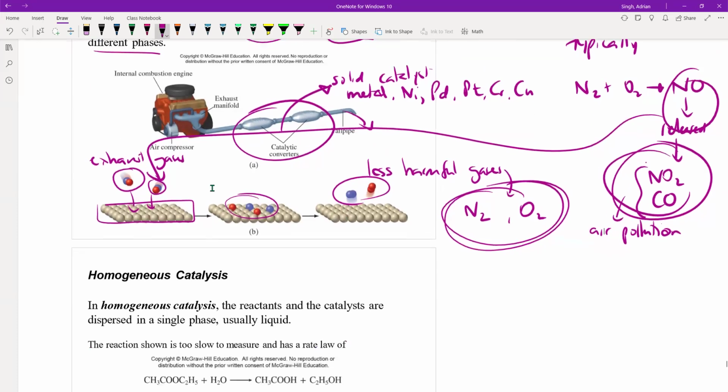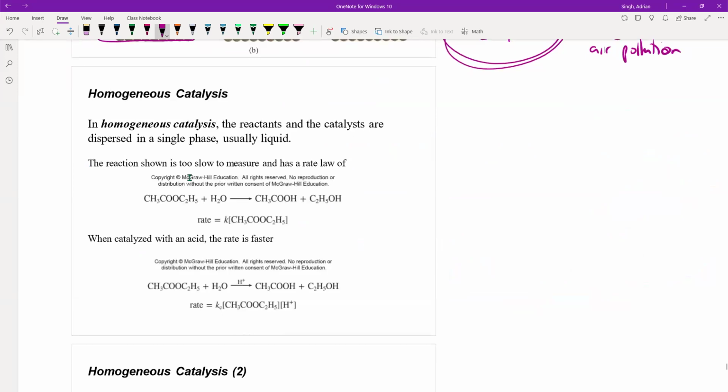In contrast to heterogeneous catalysis, we have homogeneous catalysis. And here the reactants and the catalyst are in the same phase, right? And typically that phase tends to be a liquid. And usually what we're going to see, not always, but usually, is acids and bases as the catalysts that are used in homogeneous catalysis in liquid solution.